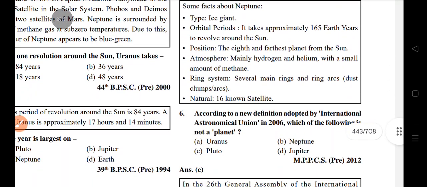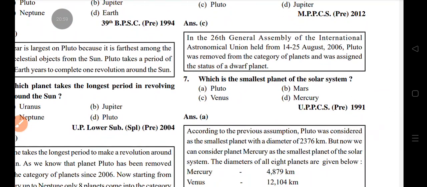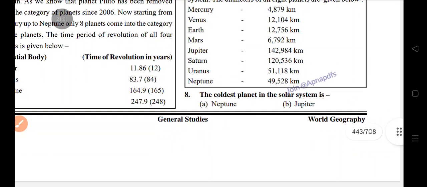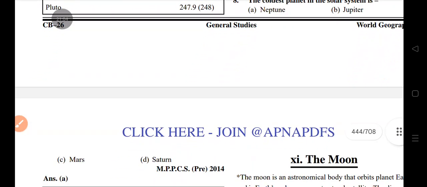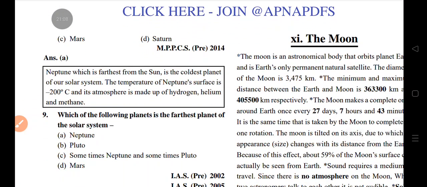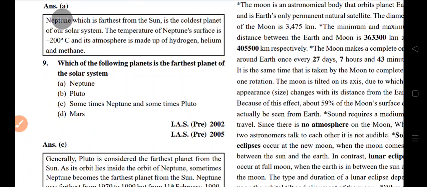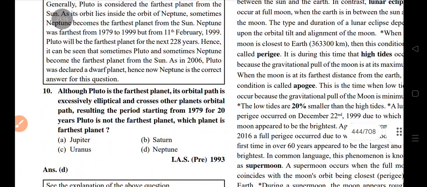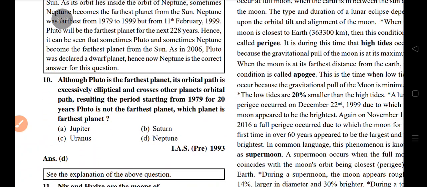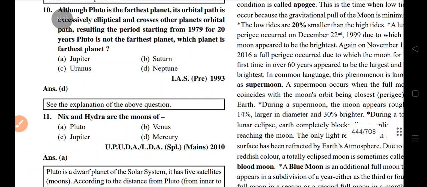Neptune. International Astronomical Union in 2006: which of the following is not a planet? Pluto. Smallest planet of the solar system? Pluto. Coldest planet of the solar system is Neptune. Farthest planet of the solar system? Sometimes Neptune and sometimes Pluto. Although in farthest orbital path, it is Neptune. Nix and Hydra are moons of Pluto.